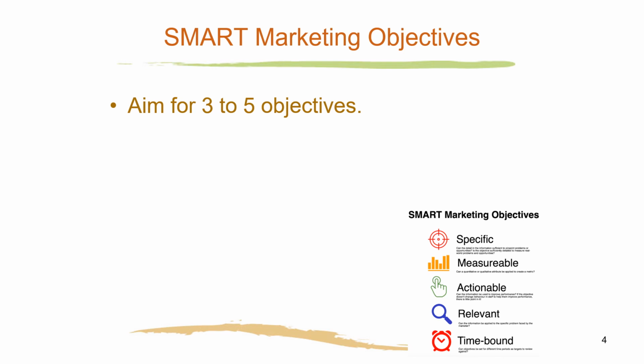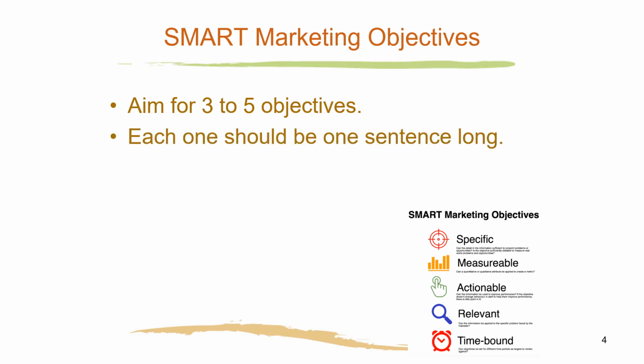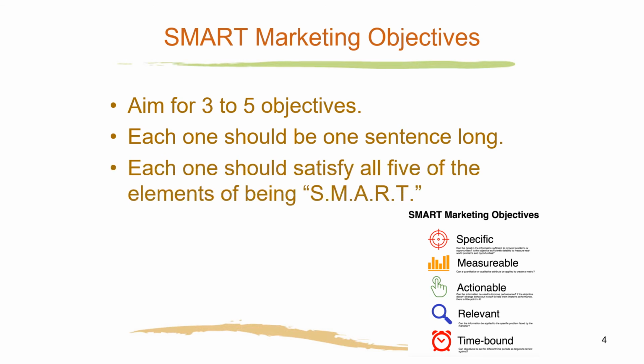So when you're writing your marketing plan, I do recommend that you aim for about 3 to 5 marketing objectives, each of which would be 1 sentence long, doesn't need to be longer, and each one of which would satisfy all 5 elements of being smart. That's specific, measurable, actionable, relevant, and time-bound. Each objective should be all 5 of these things.